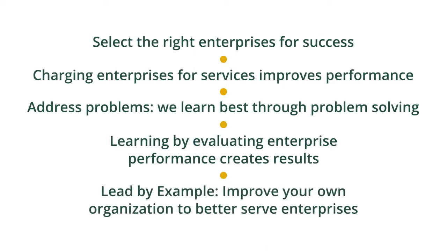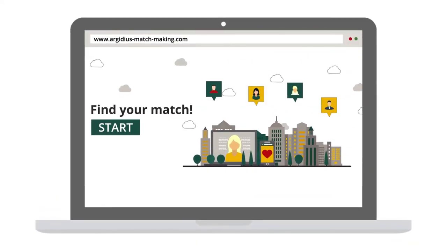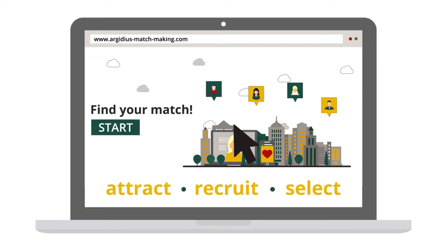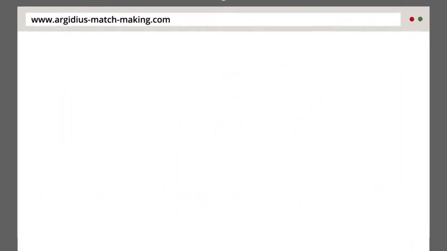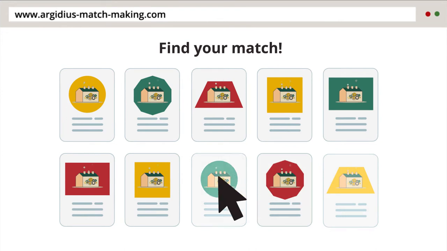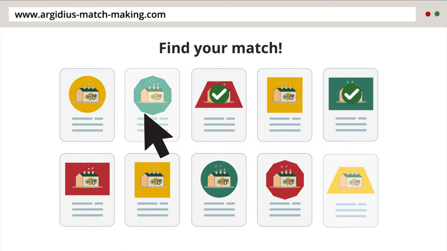Lesson 1. Select the right enterprises for success. Common to any business development support program is the need to attract, recruit, and select enterprises. Finding the right enterprises for your program can be challenging. Selection done well will find enterprises whom you are best positioned to add value to, setting the stage for success.